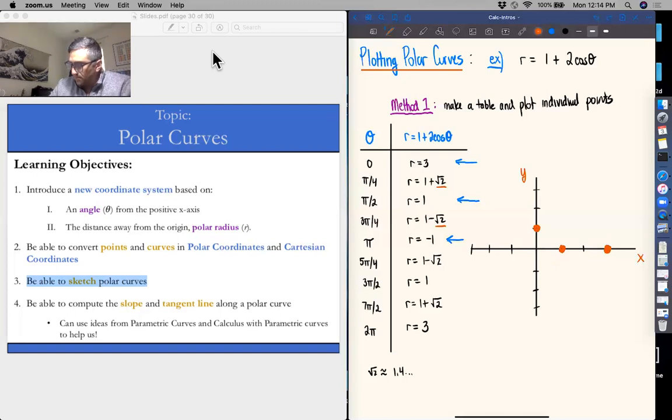Okay, let's keep moseying along. Our next value we'll try is 3 pi over 2. An angle of 3 pi over 2 is straight downwards along the negative y-axis, and it looks like we are a distance of 1 away from the origin there.